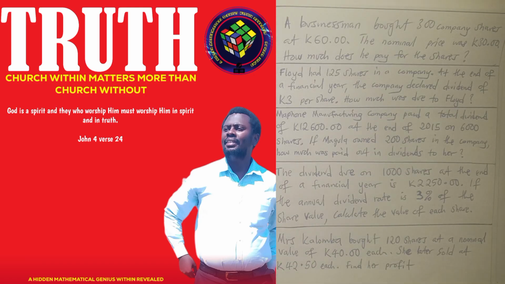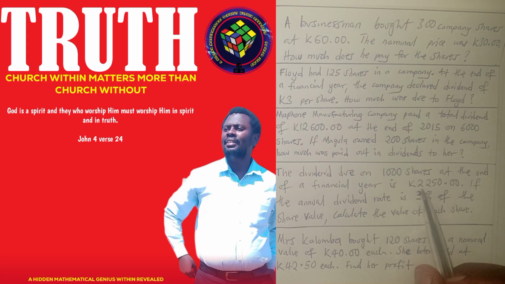We go to question 4. The dividend due on 1,000 shares at the end of the financial year is 2,250. If the annual dividend rate is 3% of the share value, calculate the value of each share. Okay, so here we are told that the dividend due on 1,000 shares, that is the total number of shares at the end of the financial year, is the total amount, that is the total dividend.